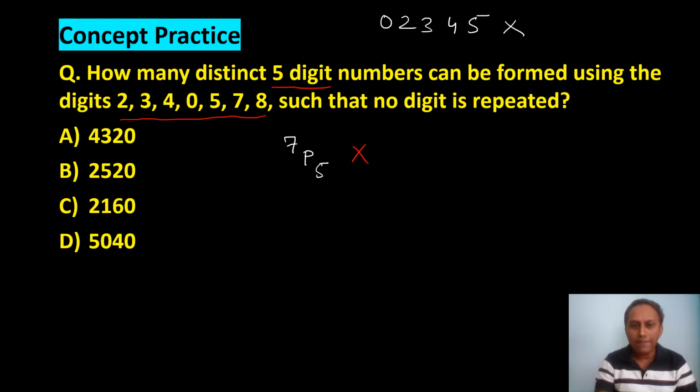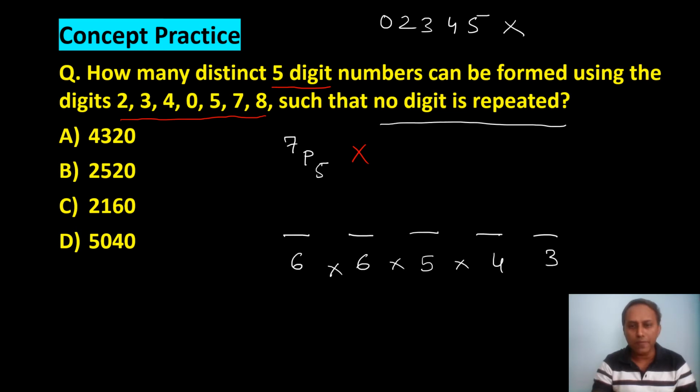So we have 5 places to fill, a 5-digit number. Now, how many ways can I fill my first place? 0 cannot come. So we can fill it in 6 ways. Any other 6 digits can come. And as no digit is repeated, when one digit is sitting over here, the next place can be filled in 6 ways because now 0 can come, right? So the remaining 6 digits. Similarly, the next place can be filled in 5 ways, remaining 5 digits, then 4, then 3. So together 6 into 6 into 5 into 4 into 3.